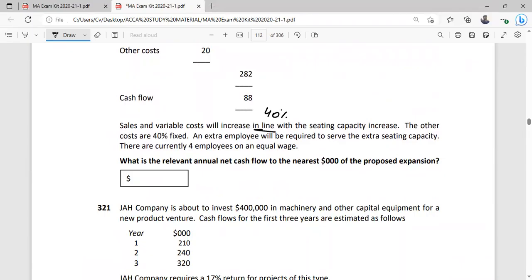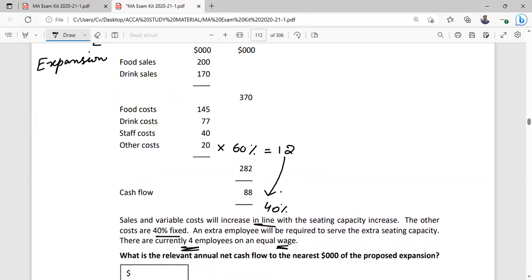With the seating capacity increase, the other costs are 40% fixed. It means out of this, 60% is variable, and the 60% variable 12 will rise by 40%. An extra employee will be required to serve the extra capacity. There are currently 4 employees on equal wages. So it means we are paying 40,000 to 4 employees, so 10,000 per employee is paid. So the additional wages will be 10,000.